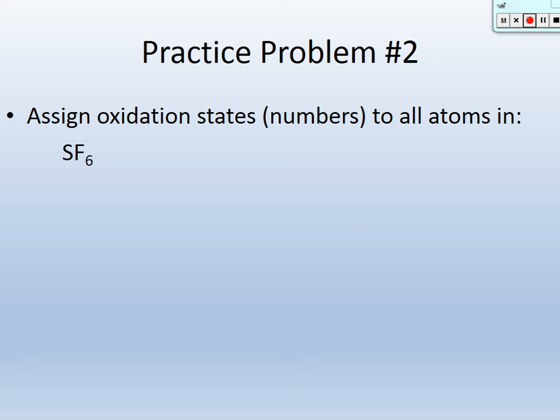Okay, let's see here, fluorine and sulfur. We know that fluorine is going to have a -1 charge. It's a halogen, but there's 6 of them, so that's a total of -6. We know that this molecule doesn't have a charge, so it's got to sum to 0. That tells us that the sulfur has to be +6. There's only one of them, so it's +6. So in this case, sulfur's oxidation number is +6, and fluorine's oxidation number is -1.